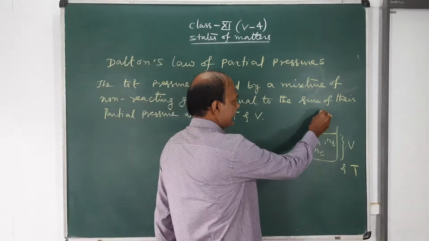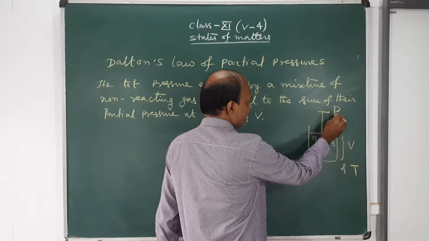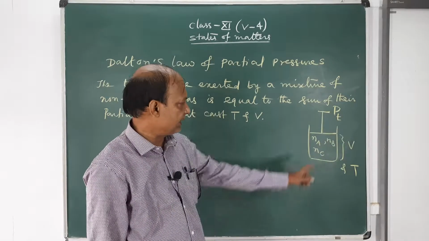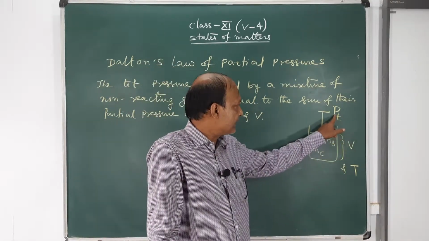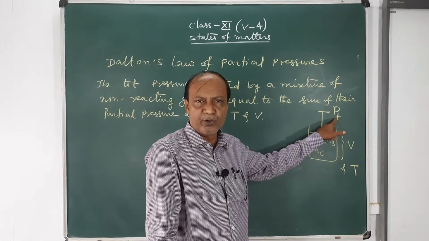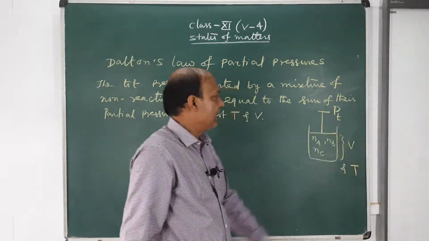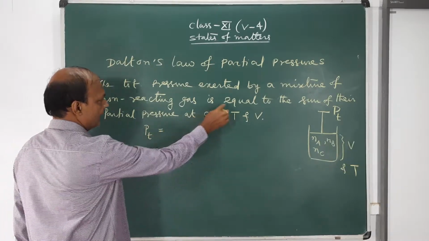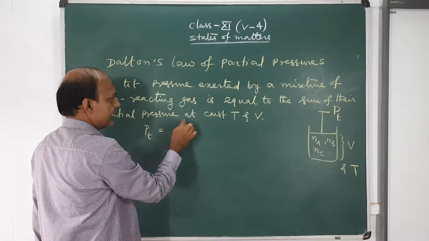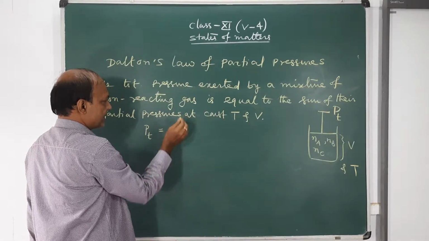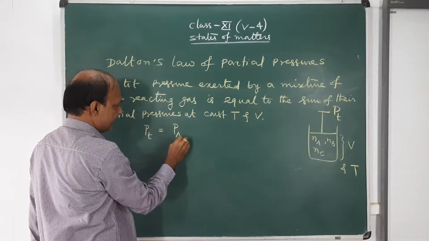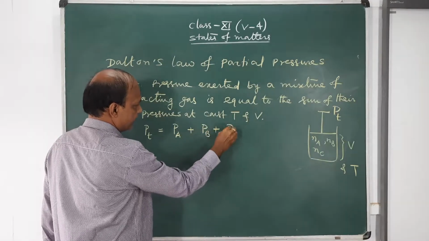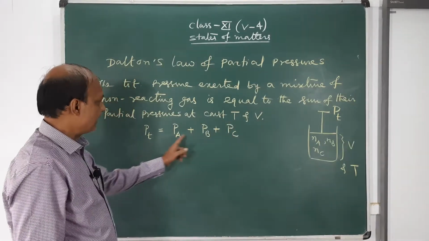And they are exerting a pressure. That pressure is denoted by Pt. So Pt is the total pressure. Remember it, because there are three gases, the pressure exerted by these three gases is denoted by Pt, meaning total pressure. Now, according to Dalton's law, the total pressure Pt equals the sum of their partial pressures: partial pressure of gas A, Pa, plus partial pressure of gas B, Pb, plus partial pressure of gas C, Pc. So, this is Dalton's law.